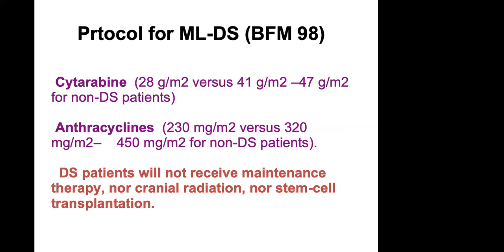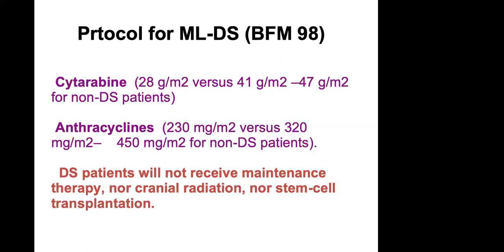So what protocol do we use for myeloid leukemia of Down syndrome? It's the BFM, the Berlin Frankfurt Munich protocol 98, a German protocol. In the next few slides we will see that the blasts of Down syndrome patients are very sensitive, so they need a very low dose of chemotherapy. If we give 41 gram to 47 gram per meter square to a non-Down syndrome patient with AML, here only 28 gram per meter square is sufficient. And for anthracycline, if you give 320 to a normal patient without Down syndrome, here 230 is sufficient.